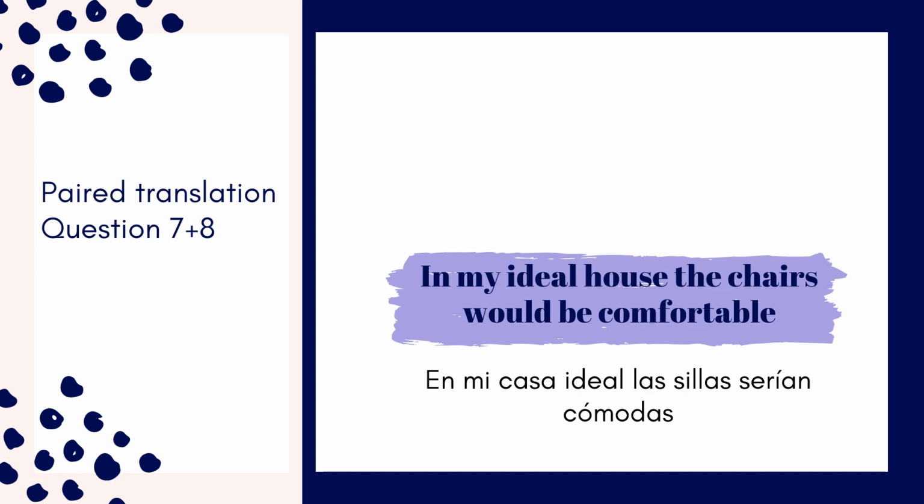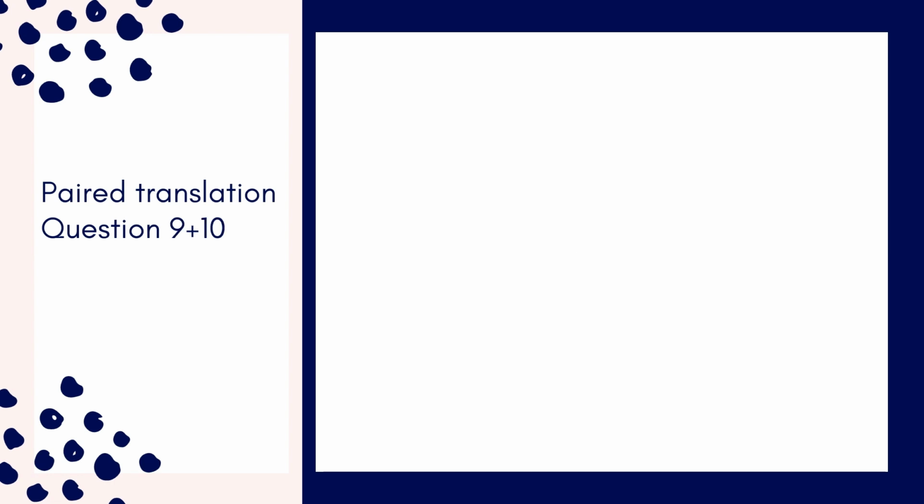En mi casa ideal, las sillas serían cómodas. And again, we need the N because I'm talking about las sillas, and also check your adjectival agreement. And finally, 9 and 10.